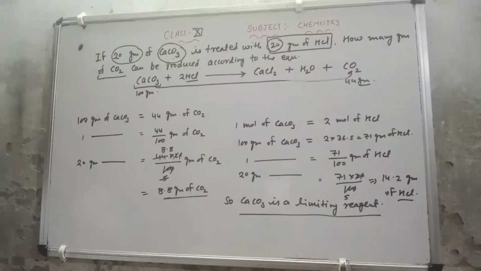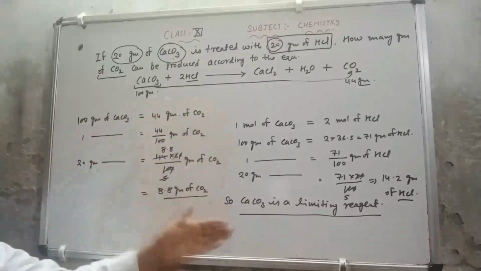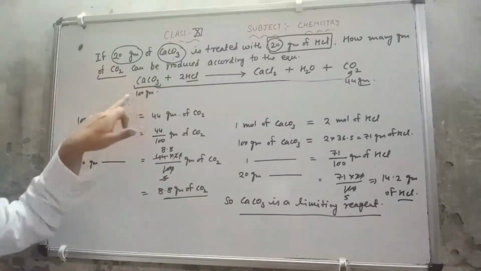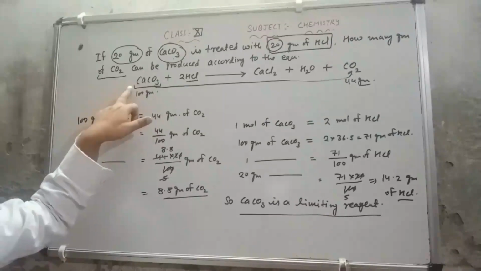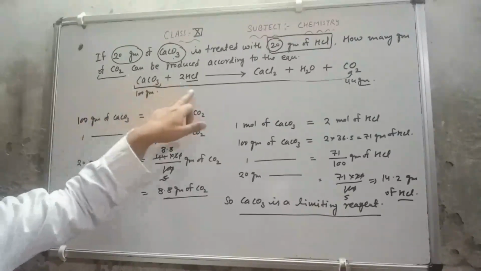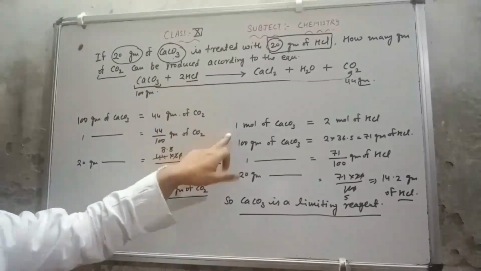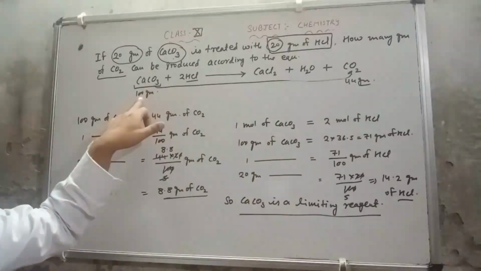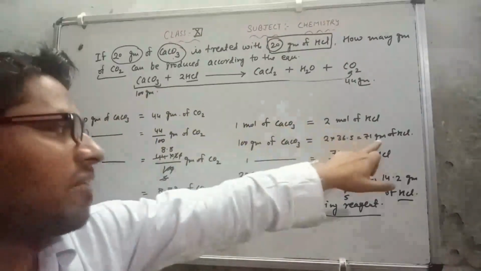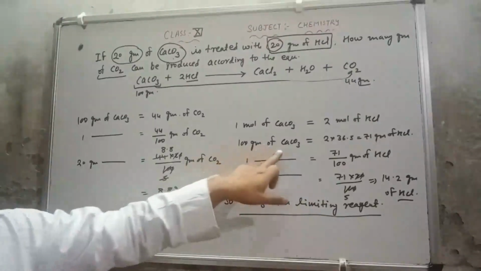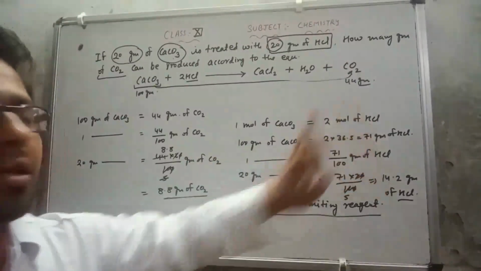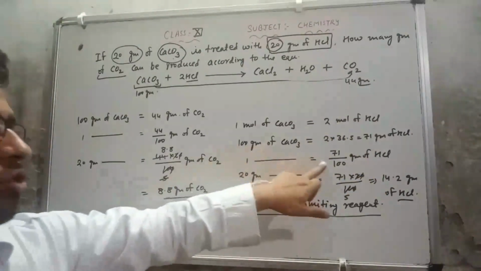This is the very simple solution. If you don't want to go about whether this question is related to limiting reagent or not, then you can directly come from this topic also. According to the equation, 1 mole of calcium carbonate reacts with 2 moles of HCl. 1 mole means this is 100 gram and this is 71 gram. 100 gram will react with 71 gram of HCl.